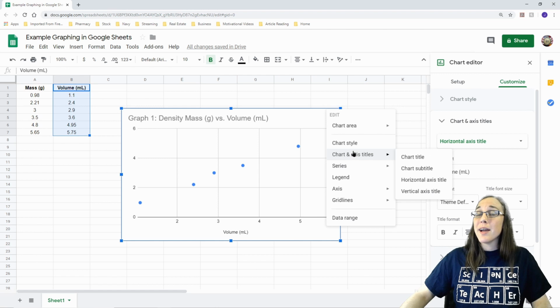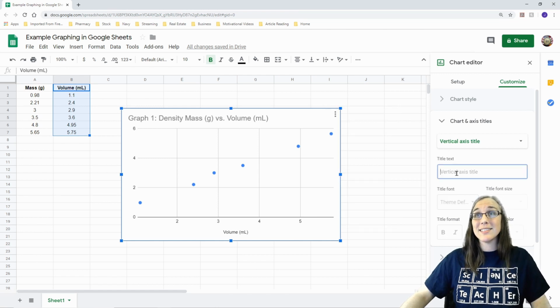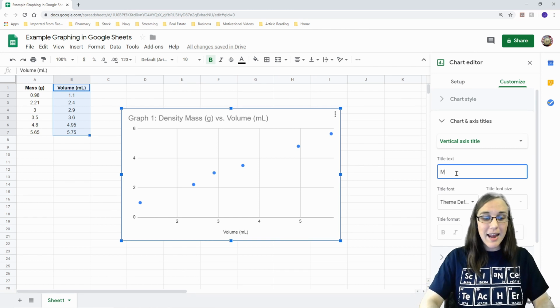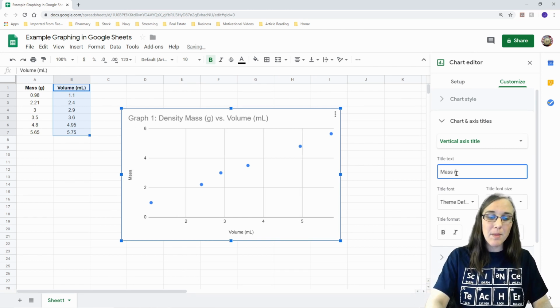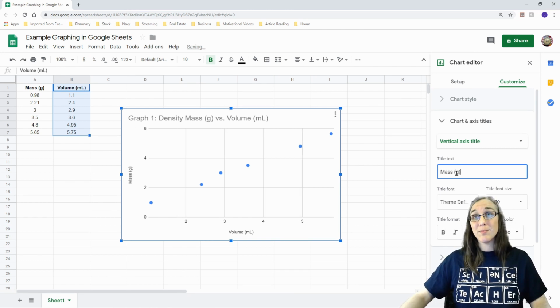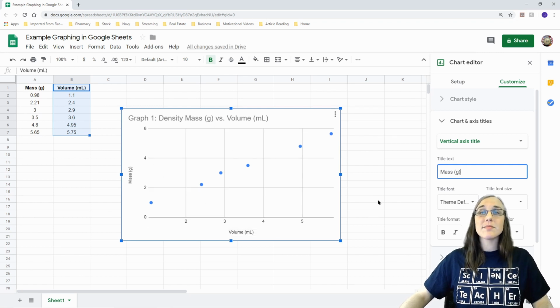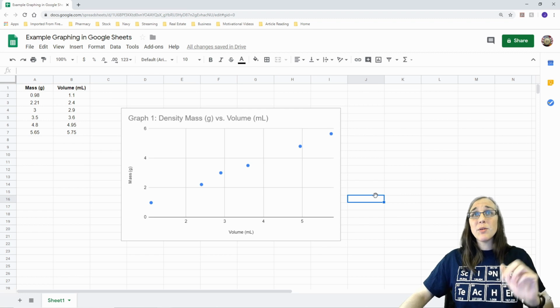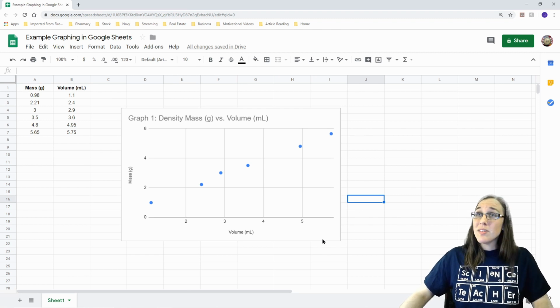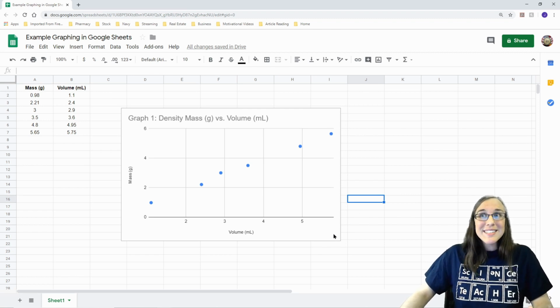I also want to label my y-axis. So I'm going to go back, right-click. I'm going to go to my vertical axis this time. And I'm going to label that as mass. And my mass is in grams. So y over x, mass divided by volume. Excellent. We've got a beautifully labeled graph. Now the only thing we need to do is actually figure out the density.